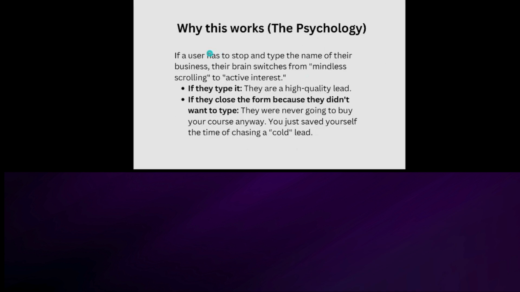And then, why these particular three questions work is that if a user has to stop and type the name of their business, their brain switches from mindless scrolling of their phone to active interest. If they type it, that shows that they are a high quality lead. But if they close the form because they didn't want to type, that means they have less interest, and they were never going to buy your course or enroll in your academy or even access your service. So you just saved yourself the time of chasing a cold lead or a lead that will not be useful to your ad campaign.